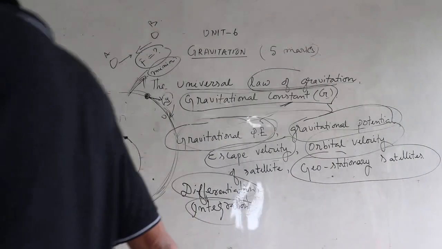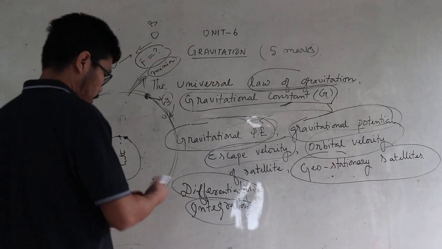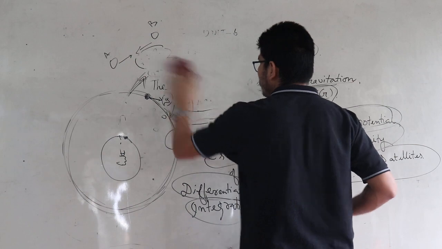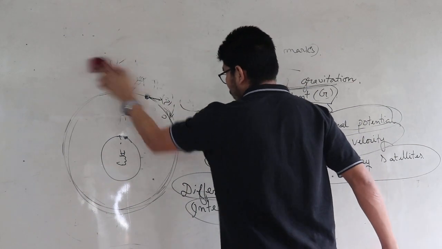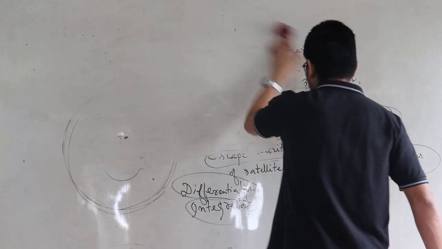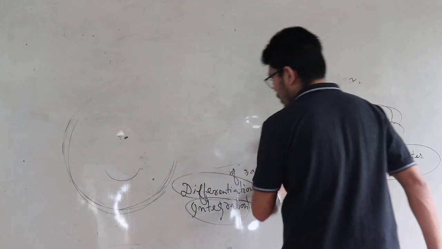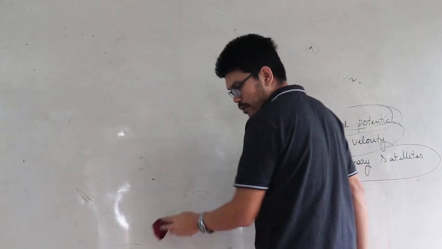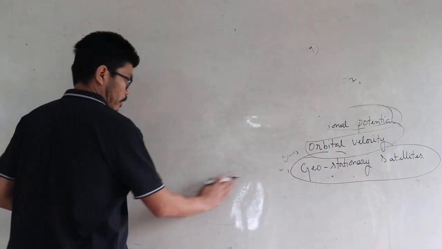I'll be giving you the value of the universal gravitational constant. You just try to memorize it and keep it in hand. Whenever we need it, we will be using this one. So first of all, you memorize this.